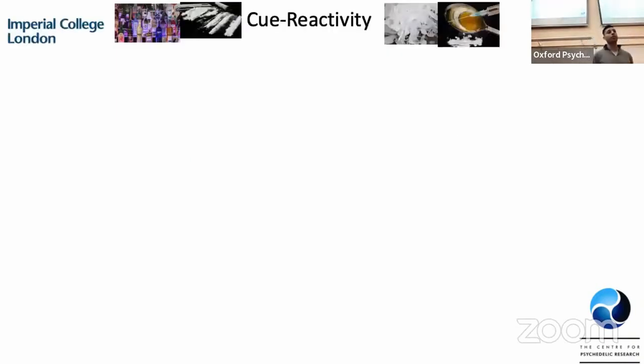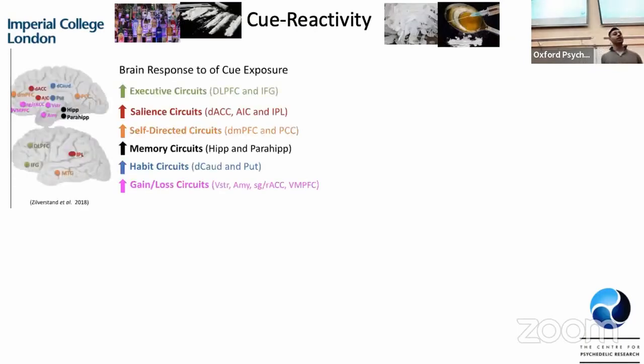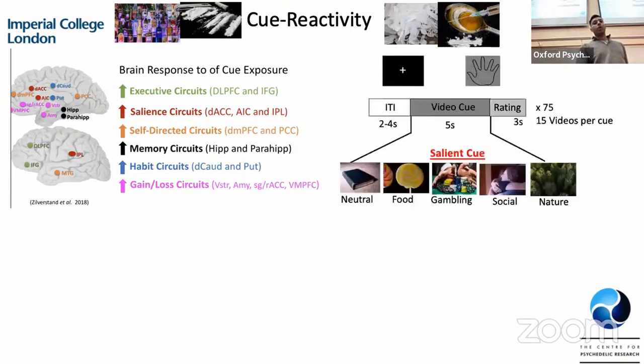Another powerful way that we can look into the brain is through cue reactivity. Cue reactivity describes a process where we provide individuals with addiction images of things related to their addiction or the environment that they're in. What we see more generally across this meta-analysis is that several networks in the brain robustly activate, particularly the salience networks and also executive networks. What we're interested in at Imperial is understanding how this translates into behavioral addictions. So we're piloting a new fMRI paradigm where we look at individuals' brain responses to gambling cues versus social cues, food and nature cues, which are considered naturally rewarding stimuli.